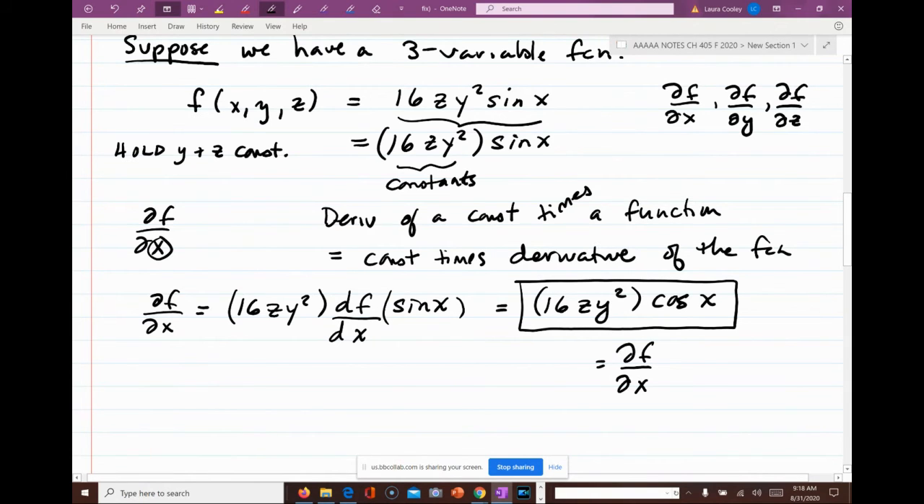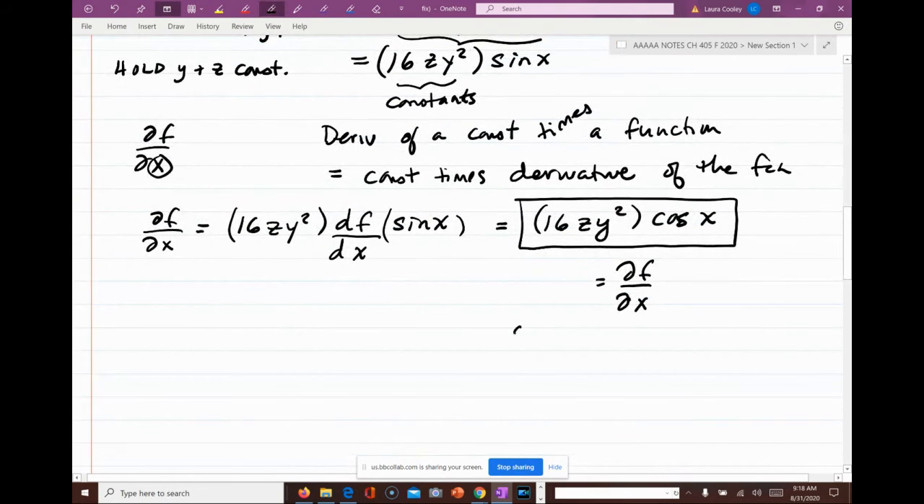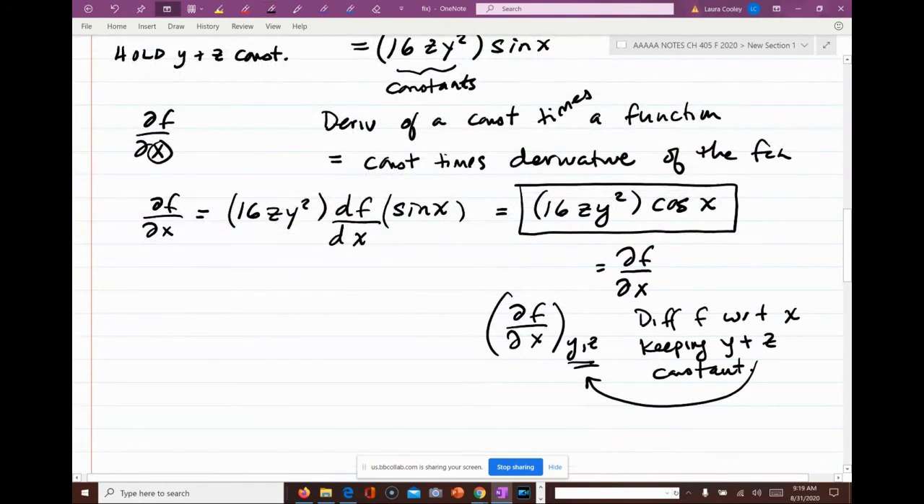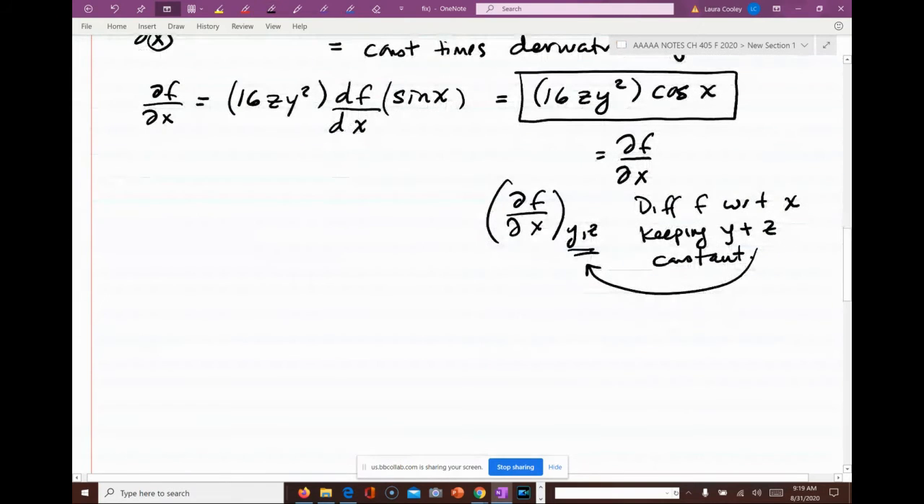And I just want to add that in physical chemistry, when we have partial derivatives, sometimes we write it this way. What this means is that you have differentiated f with respect to x, keeping y and z constant. Now in math, they don't bother with this, but sometimes in physical chemistry books, you'll see that. All right, so let's find the other derivatives then.